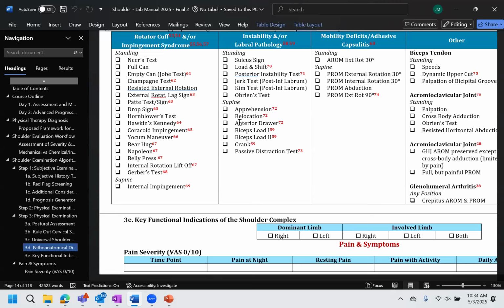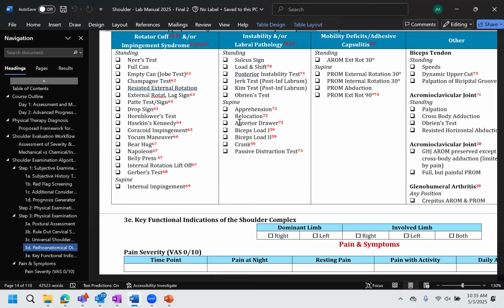The next sequence really is not going to be applicable in Tree's instance, because what we're looking for is a complete rupture or significant implication, where you go through your lag sign and your drop sign, which are essentially the same test, just at different degrees of abduction. So first is like this, right, where I go like this, and then he would potentially fall in, or I would offer resistance. The last one up there is horn blowers, where it's like this, and then hold strong. I would offer gentle progressive resistance at the back of the wrist.